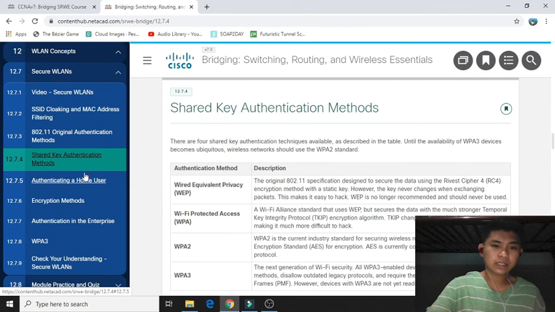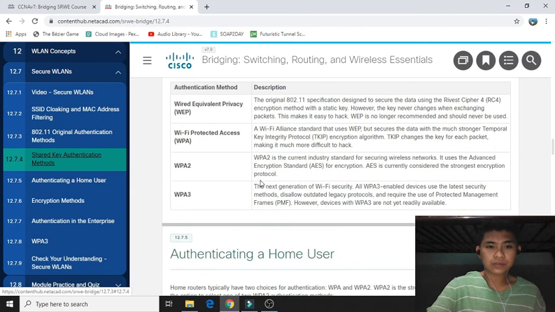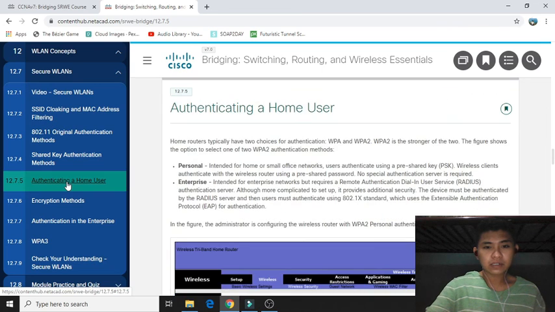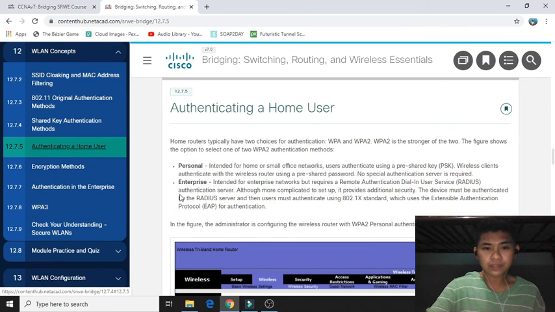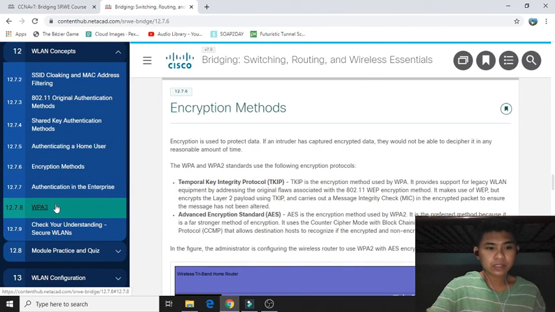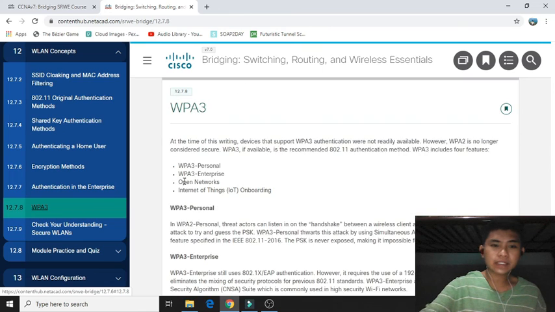You can see the shared key authentication methods: Wired Equivalent Privacy, Wi-Fi Protected Access, WPA2, WPA3, and the description here. For authenticating a home user, we have personal and enterprise. The last one is WPA3.